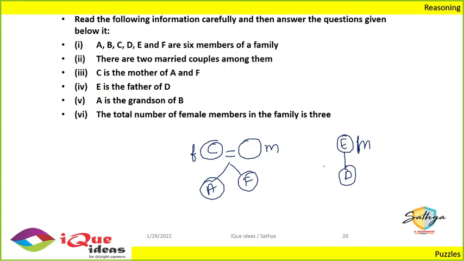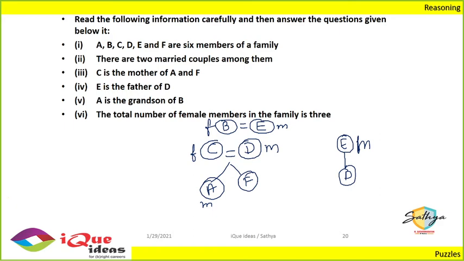A is the grandson of B. Now, if A is the grandson of B, that means A is a male grandson, right? And now we can reasonably fit, because there are only 6 members and ED, and there are 2 married couples. So this is one married couple. This has to be the other married couple. So E a male, that means B the female and D here.